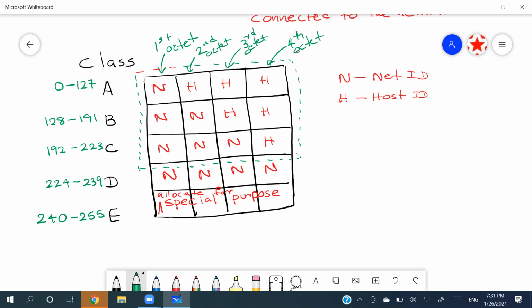Right? So that means a value in a dotted decimal notation can vary from 0 to 255. So 0 is going to be the lowest value. 255 is going to be the biggest value that a dotted decimal notation can have. Right?